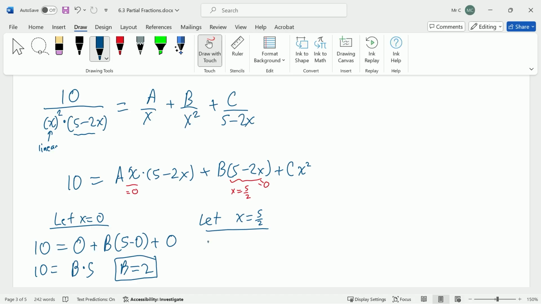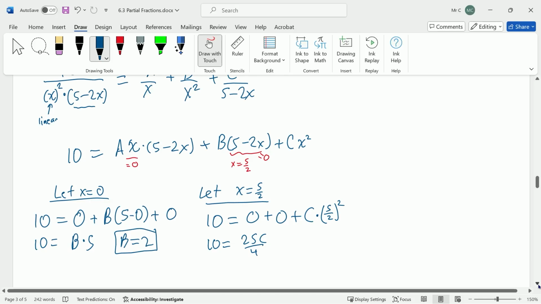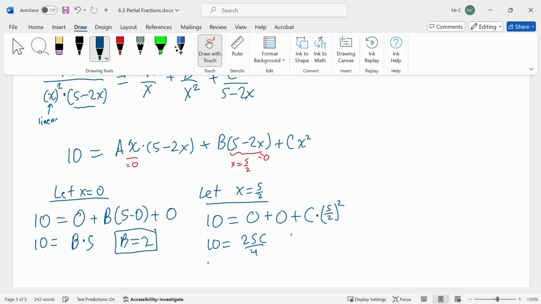So the left-hand side of the equation is a constant, so it's still 10. And then on the right-hand side, the first term is going to be 0 because we've got a factor of 5 minus 2x. Second term is going to be 0. Third term is going to be c times 5 halves squared. So 10 is going to be 25c over 4. And so this gives me 40 over 25 for c. And of course, I want to simplify that a little bit. Those are both divisible by 5. I can write this as 8/5. So c is 8/5.